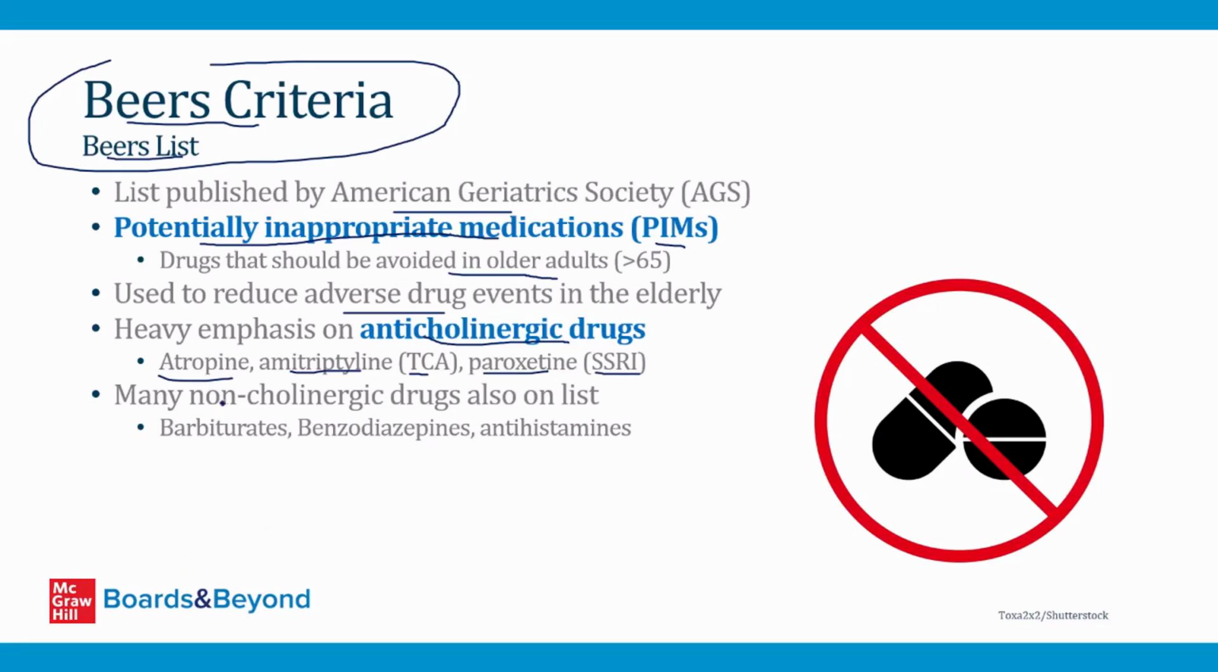There are also many non-cholinergic drugs on the list. One of the biggest groups are the benzodiazepines. Use of these drugs in the elderly is discouraged because it can cause delirium and confusion. Same is true of barbiturates in the elderly. Same is true of antihistamines among the elderly. And if you have a minute, it's worth Googling the Beers list or the Beers criteria just to scan the whole list. You don't want to memorize it, but you should get a sense of the type of drugs that have confusion as an adverse effect. Any of these drugs, when they're used in the elderly, can trigger a delirium episode.